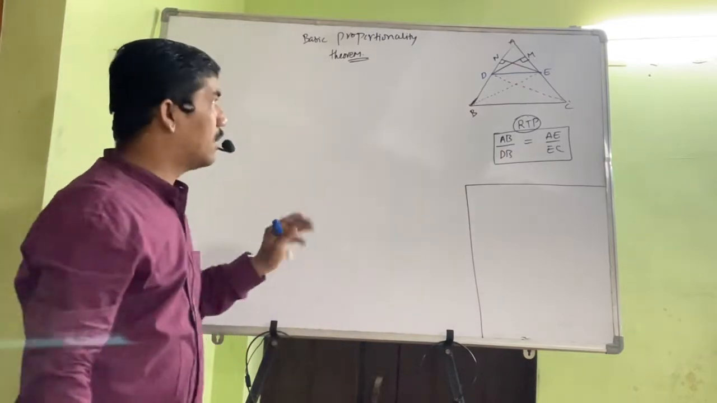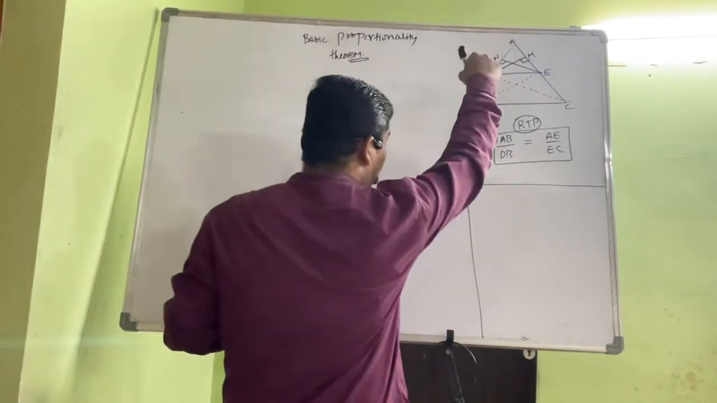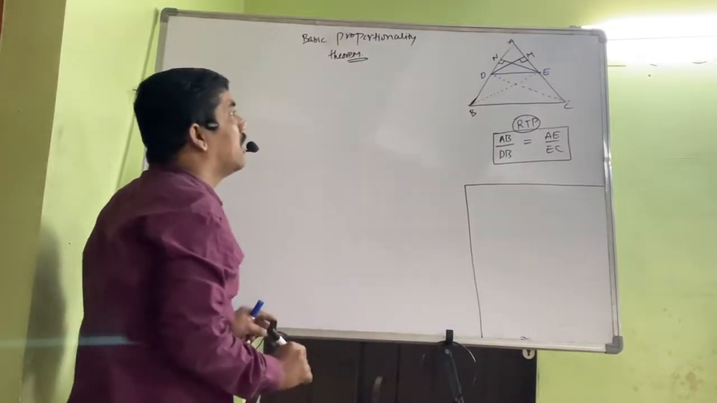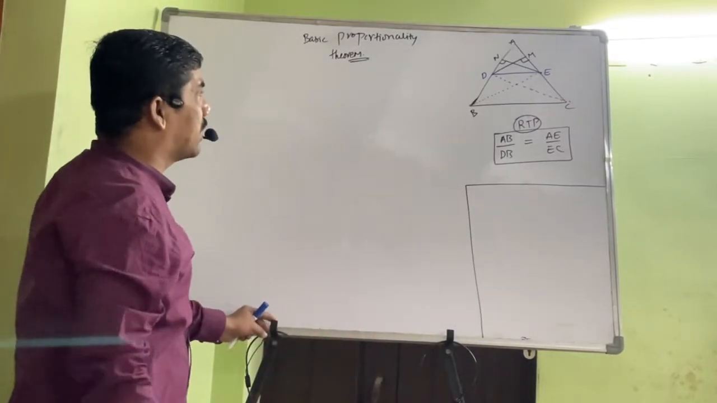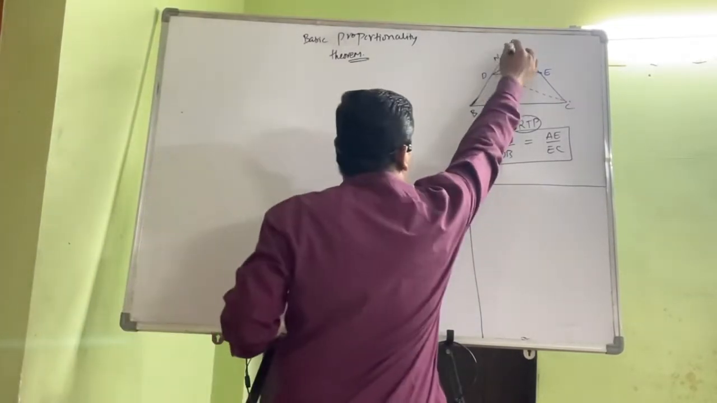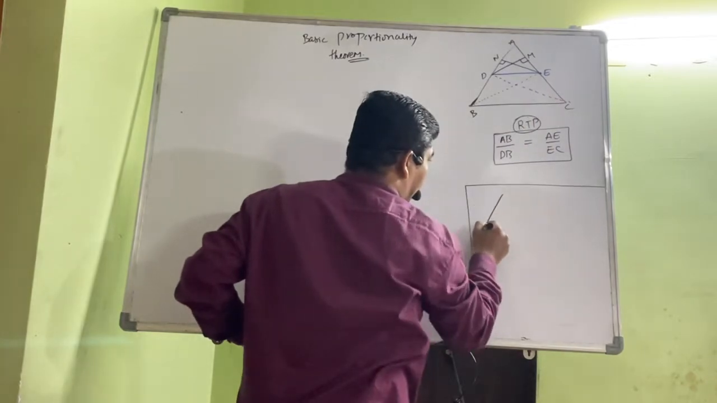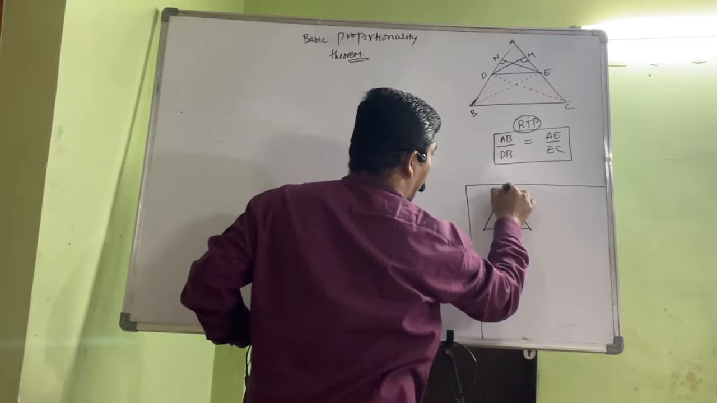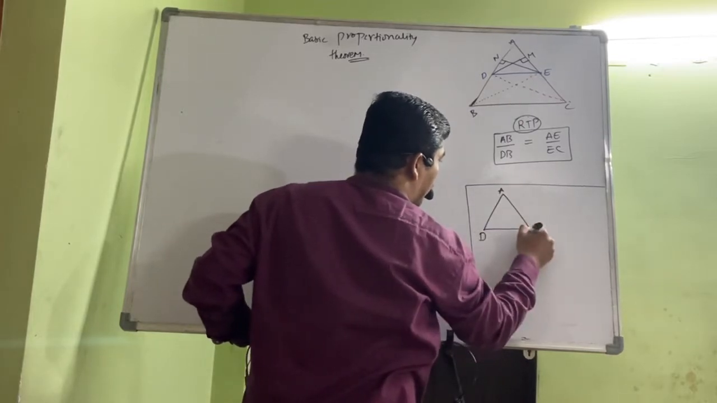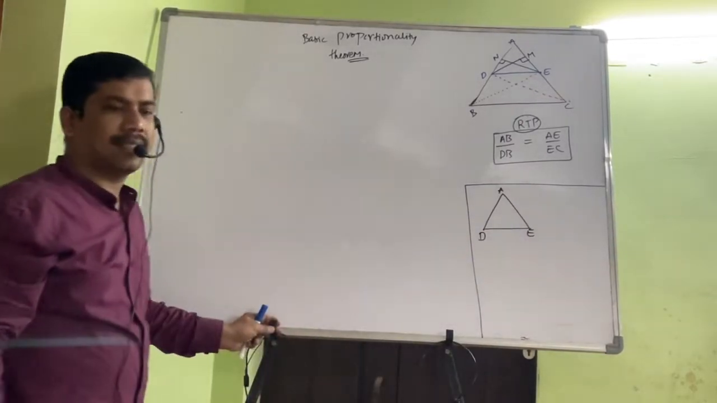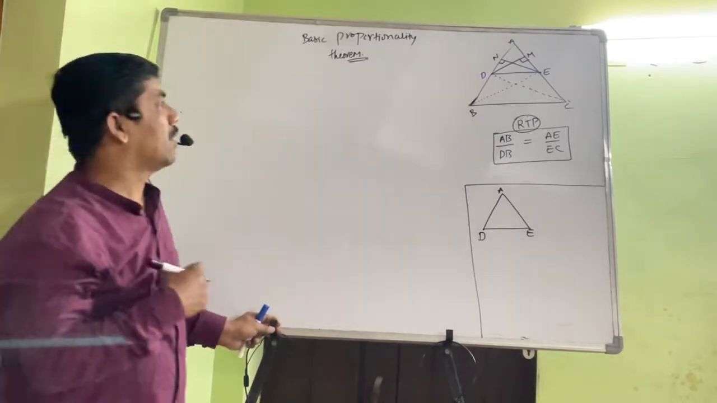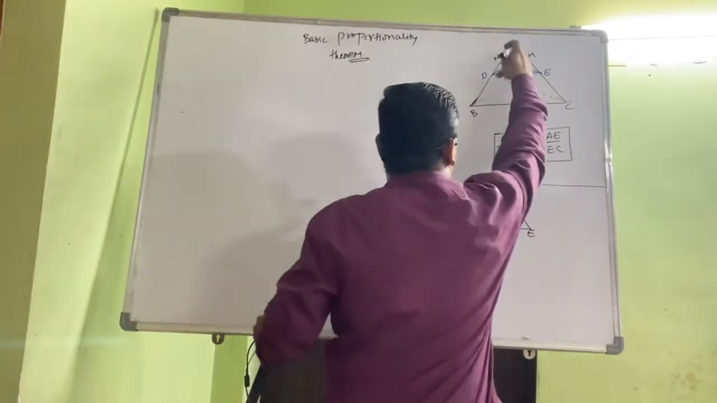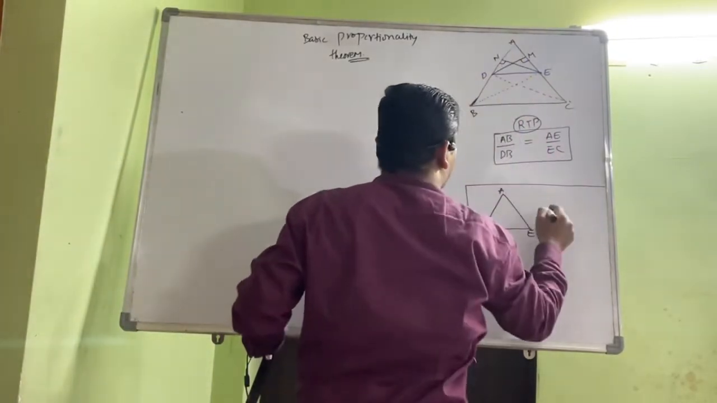Now, look at this triangle very carefully. If you observe, you can see there is a triangle ADE. Is there? Yes, sir. One more triangle if we see, on this base I am doing first, AB base.